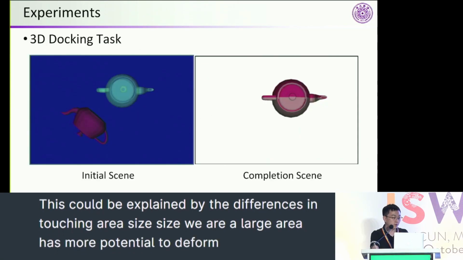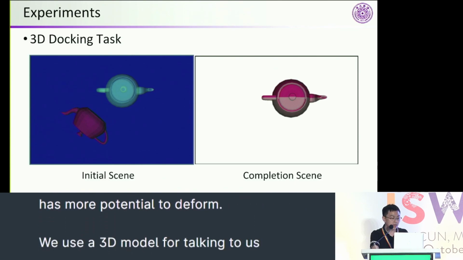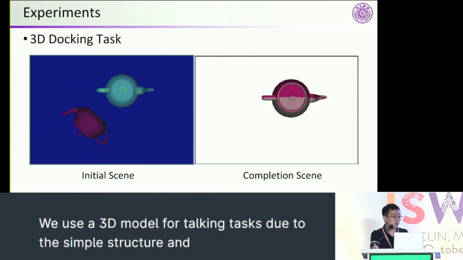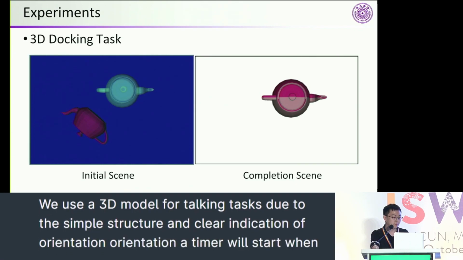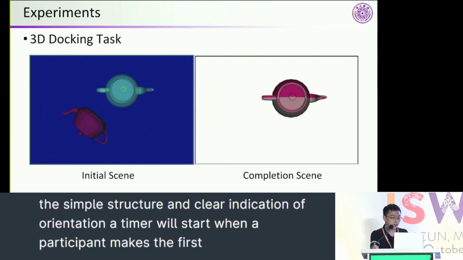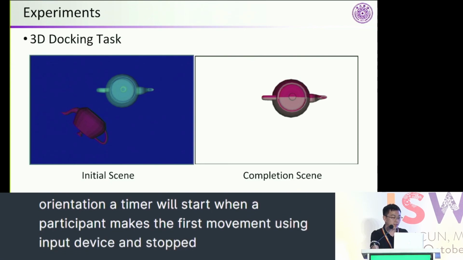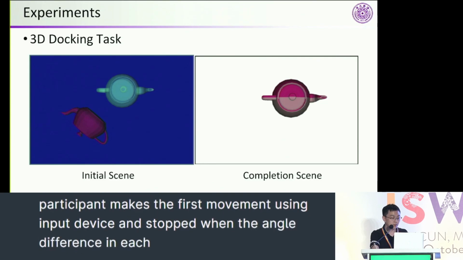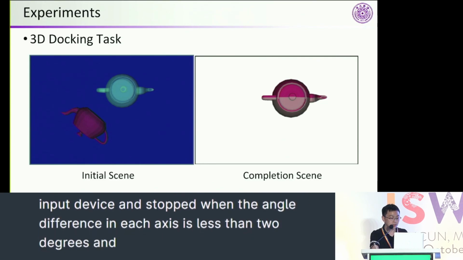We use a 3D T-shaped model for docking tasks due to its simple structure and clear indication of orientation. A timer starts when a participant makes the first movement using each input device and stops when the angle difference in each axis is less than 2 degrees and the distance from the object to the target position is less than 2 pixels.